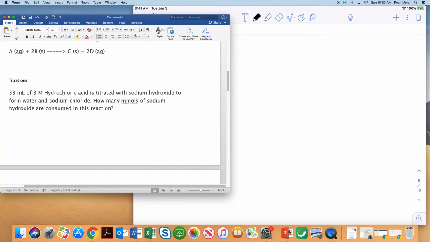Otherwise, we would need a starting concentration or volume of the sodium hydroxide being used. Since they don't give us that, I assume it means we're just neutralizing all of the hydrochloric acid. To figure out how many millimoles of sodium hydroxide are necessary, we just need to figure out how many moles of HCl we have, because HCl and NaOH react in a 1-to-1 ratio.